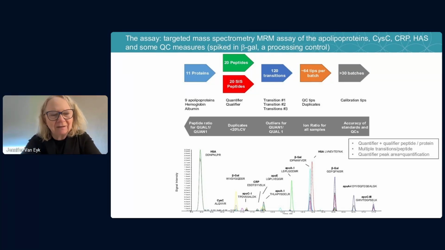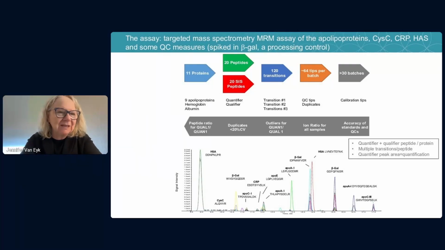And because this is done on a triple quad, we're actually not just measuring the peptide, we measure what's called the transitions. And that is the breakdown products of the peptide that provide us with sequence level data. And I'll illustrate that a little bit later. But the concept is that we have 2 peptides per protein. We have a quantifier peptide and a qualifier peptide.